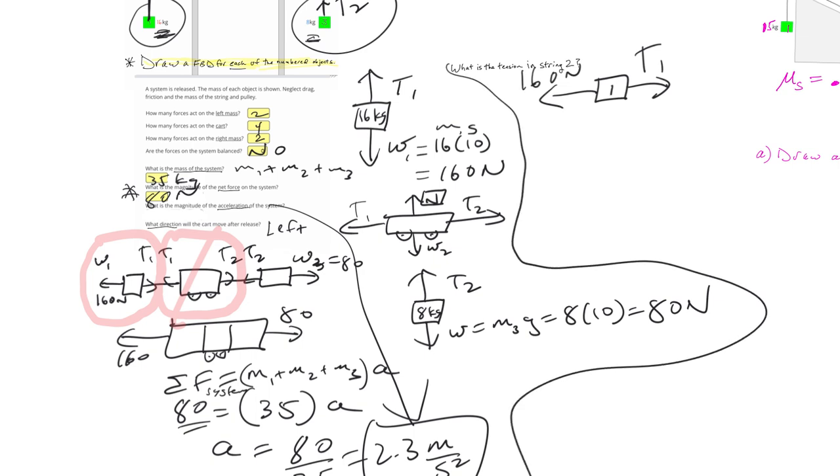Okay, so net force on system 1 is mass times acceleration. So 160 minus T1 is equal to the mass 16 times acceleration, which we found 2.3. 16 times 2.3, 36.8.